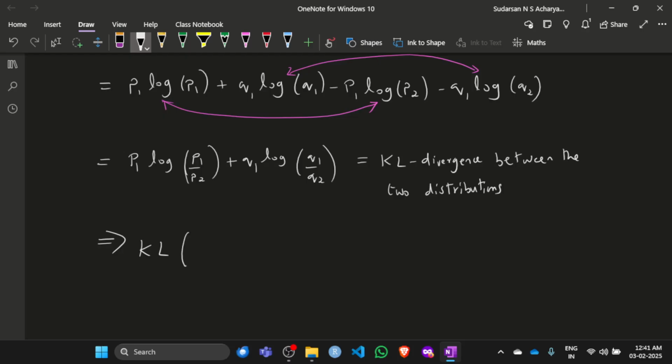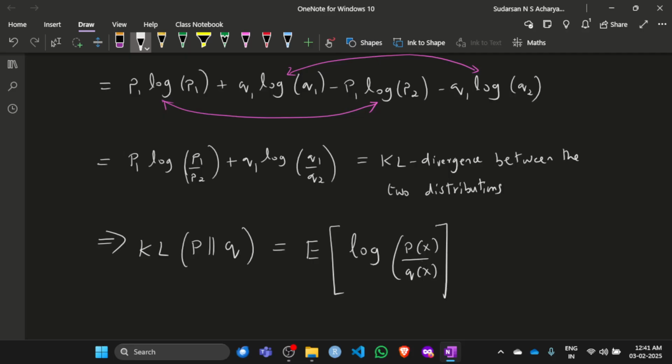The KL divergence between two distributions P and Q is defined as, now it's kind of interesting to see what this is. This is defined as the expected value of the log of P of x over Q of x. So this might look a little confusing, but in just a second it would be meaningful.